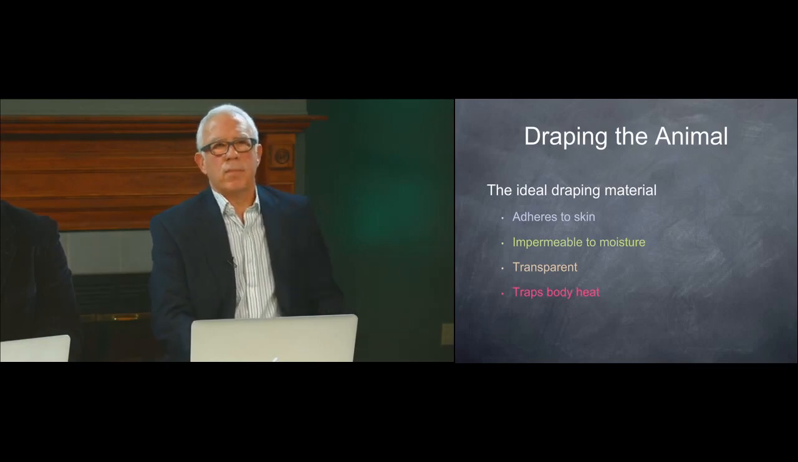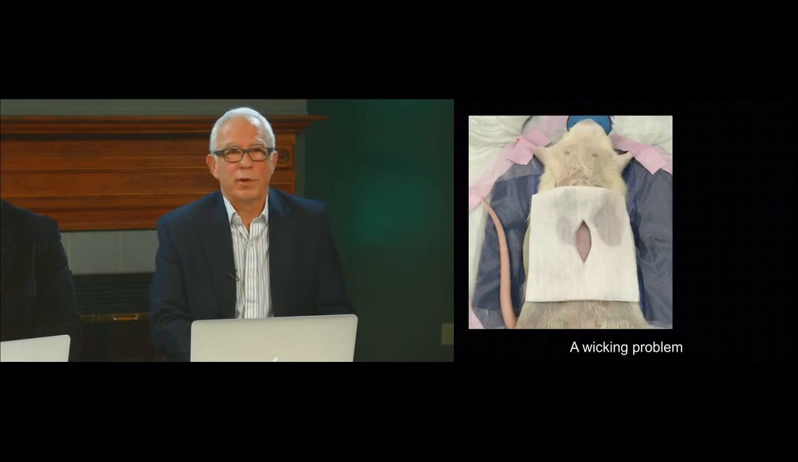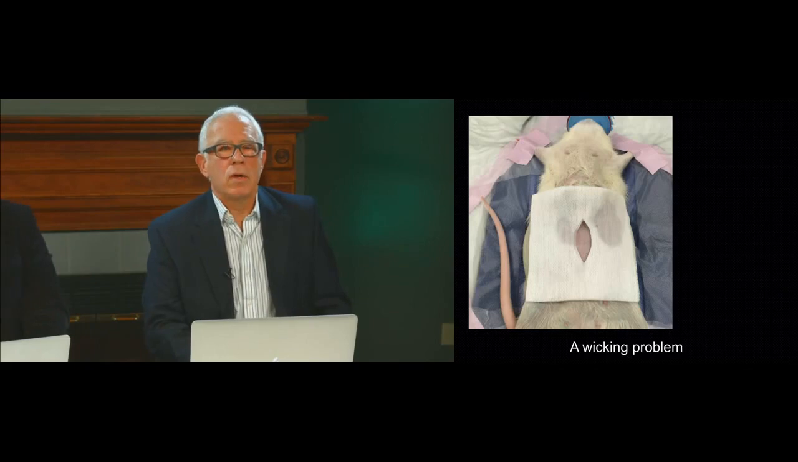Let me give an example of a material I've seen. In fact, I'll admit it, early on, many years ago, I used it as my draping material. It's a 4x4 gauze. Yeah, it's better than nothing, but look at this right here. The animal gets wet, and then there's wicking from the periphery because it's cotton material.